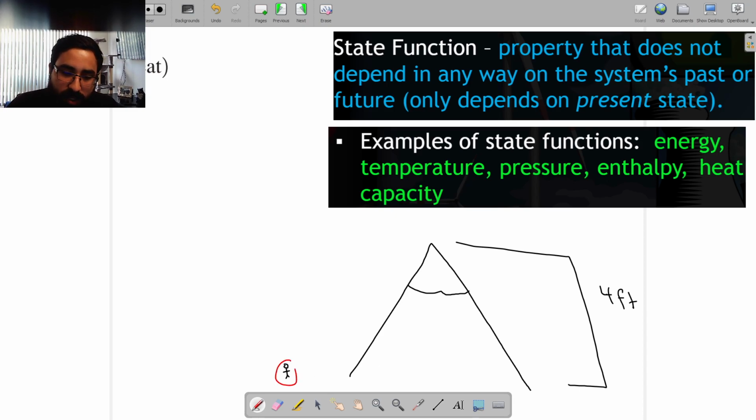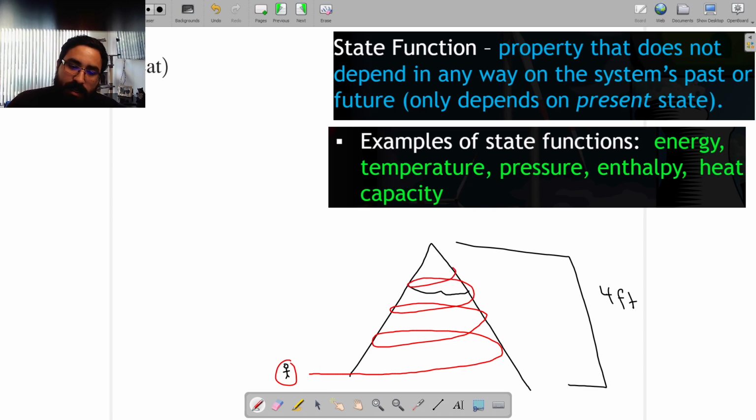Let's say this person, this super tiny thing, had to climb up this mountain. So it takes a path, it goes on its own little hike, and it climbs up, and it takes it a few days, and eventually reaches the top. So the change in height, the change in elevation, was a state function because it didn't make a difference the path it took. He still got to the same height, but the distance traveled is not a state function. Does that make sense? Hopefully it does.